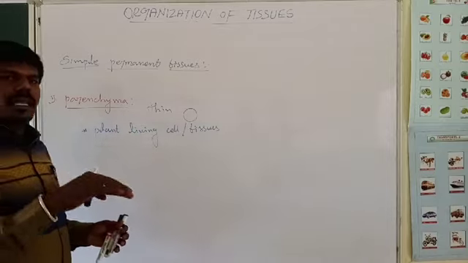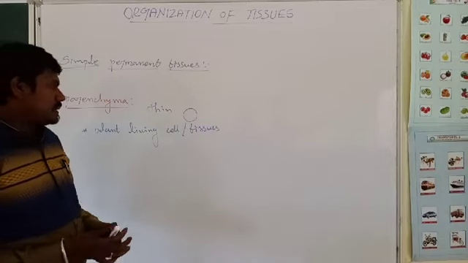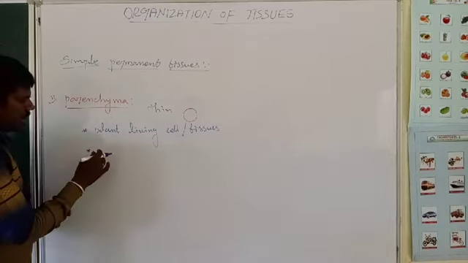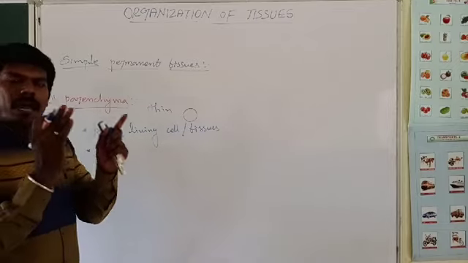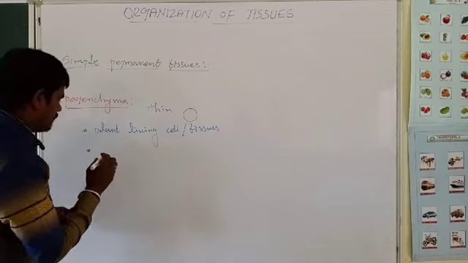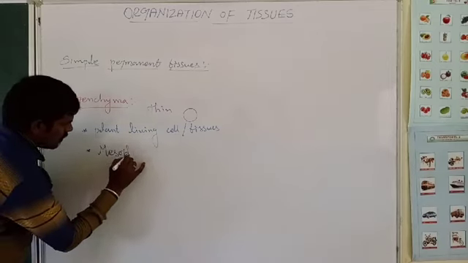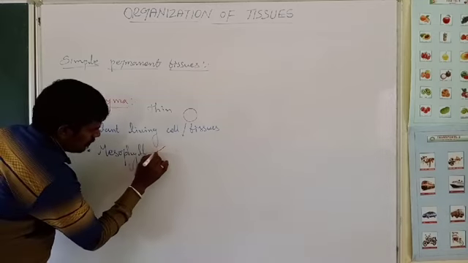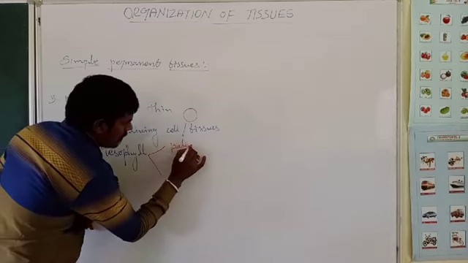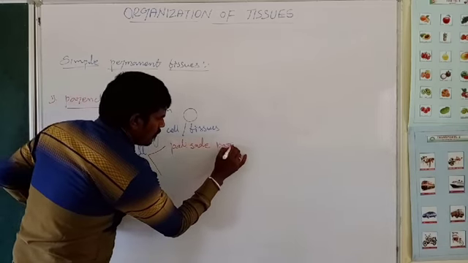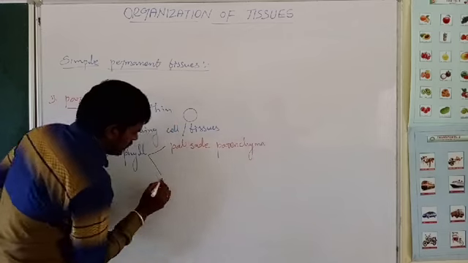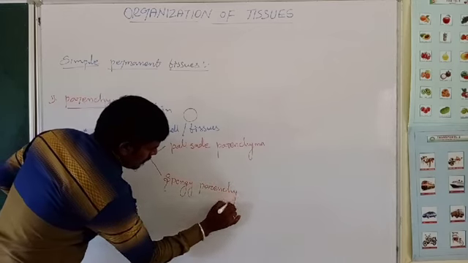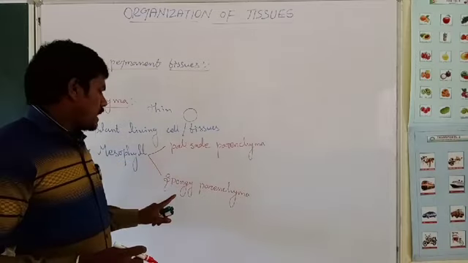Parenchyma cells are present in all parts of the plant. This parenchyma is classified into some types. What are the types? Already you know the parenchyma is classified into palisade parenchyma and spongy parenchyma. The palisade and spongy parenchyma join together to form the mesophyll. The mesophyll is classified into two cells: palisade parenchyma and spongy parenchyma.